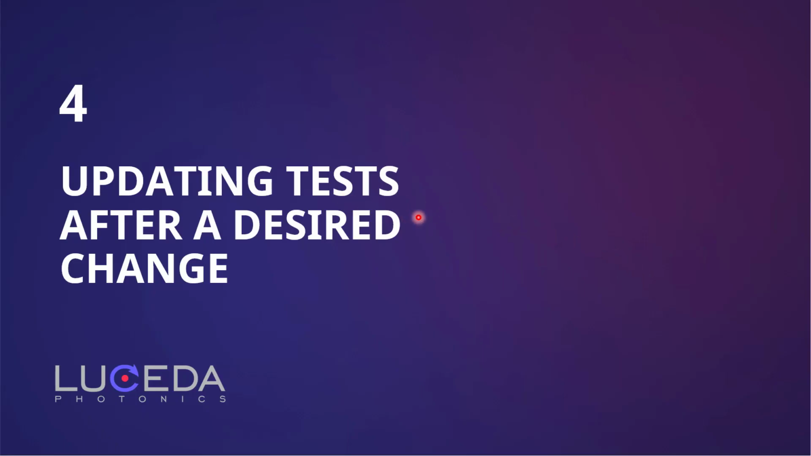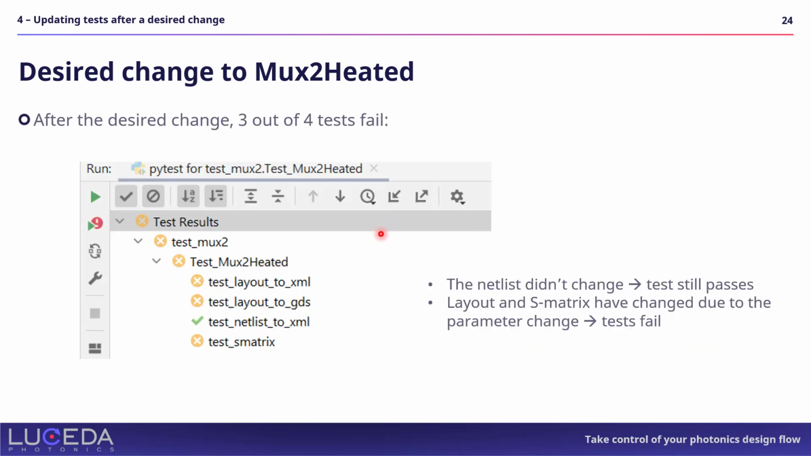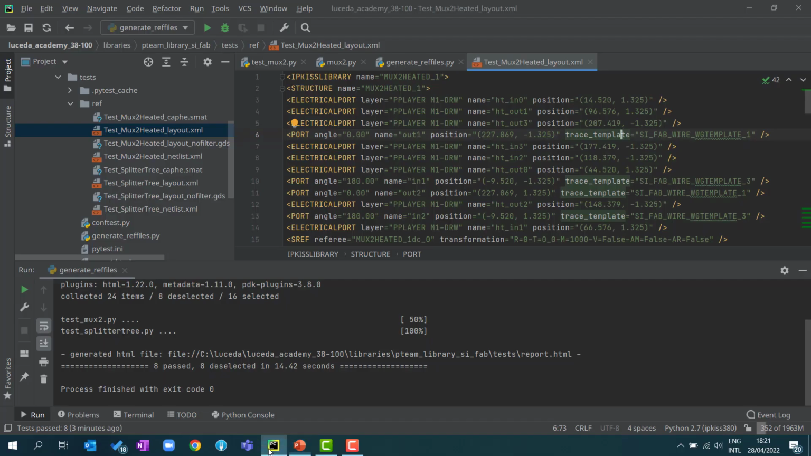Let's now see how to update the test after a desired change. So let's say that we have fabricated and tested our MUX2 heated, and we saw that we need to tweak some parameters in order to improve its performance. In particular, we saw that it would work slightly better with the first power coupling parameter slightly reduced. So we change it to 0.48. And if we run the test, we'll see that they fail. Let's try this out.